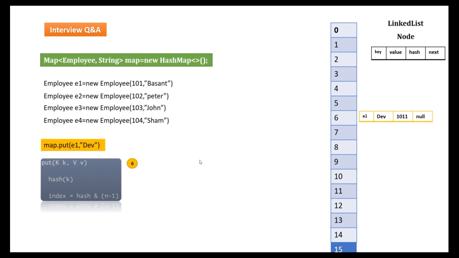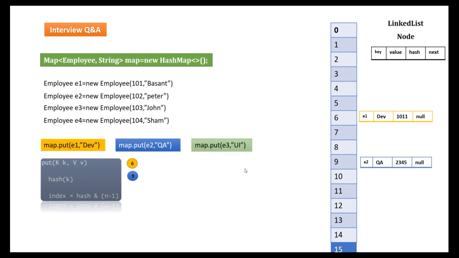Now similarly, let's assume I am trying to add my second object. Again it comes to the put method and it evaluates the hash, then it evaluates the index. Let's assume it evaluates the index as 9. Now simply this node will go and be stored in my bucket 9. So if you observe, again it stores key, value, hash, then the next reference which is null because there is no other element in this bucket.